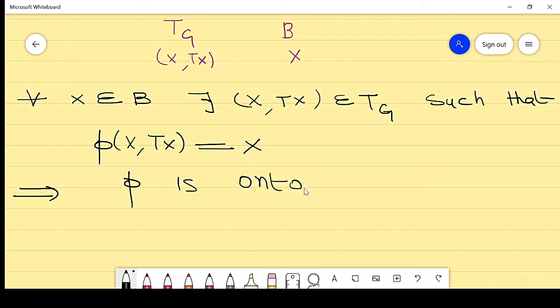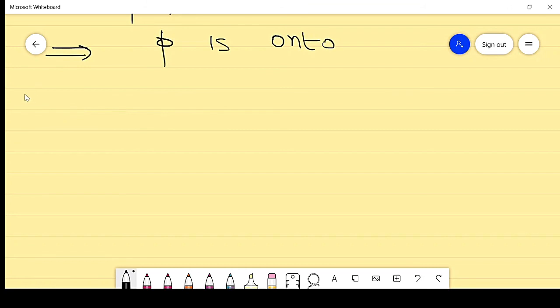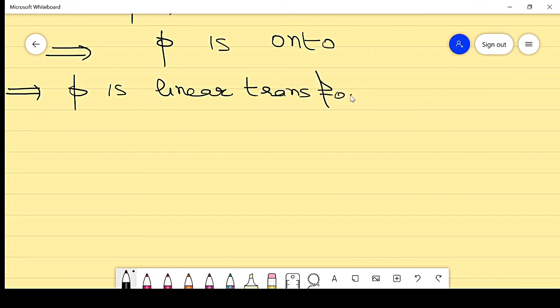Now phi is a linear transformation, phi is 1-1, and phi is onto. So it implies phi is a linear transformation, next it is 1-1, and third it is onto. So it satisfies all the conditions.